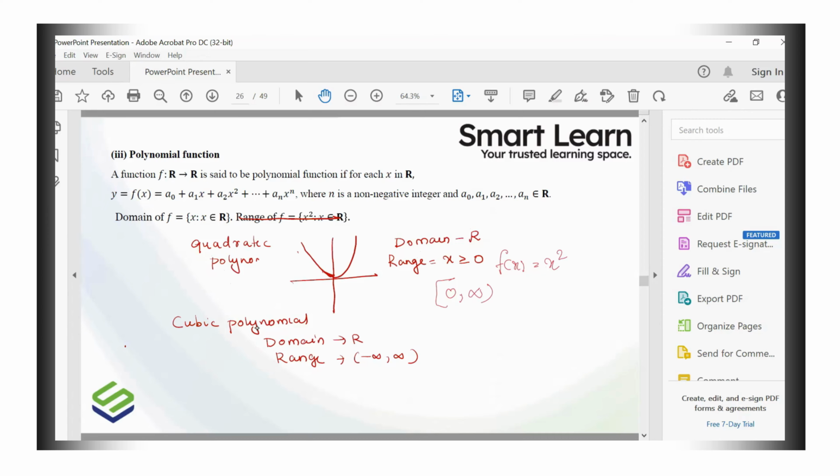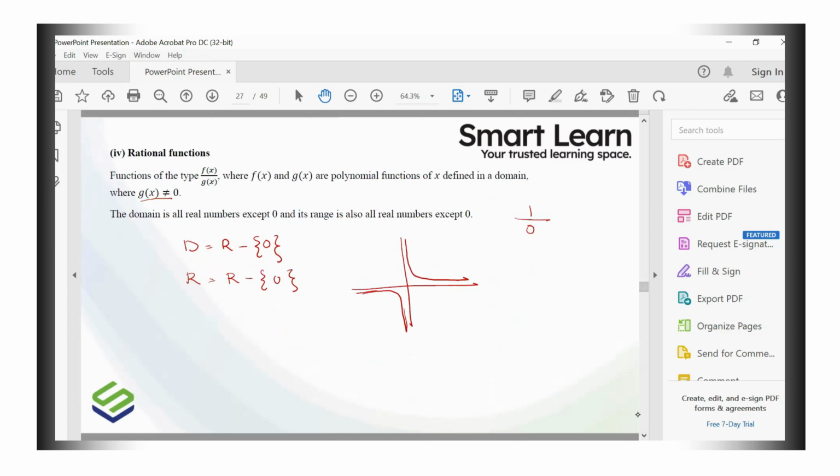Now when you check the cubic polynomial, here also the input will be R. But the range will be, if I put -1, (-1) cube is -1. 1 cube is 1. That means for -1, you will get -1. So the range is from minus infinity to infinity. Next is the rational function. A rational function is of the type f(x)/g(x), where g(x) is not equal to 0. So when the denominator is 0, the function is not defined. So the domain is all real numbers except 0, and the range is also all real numbers except 0.